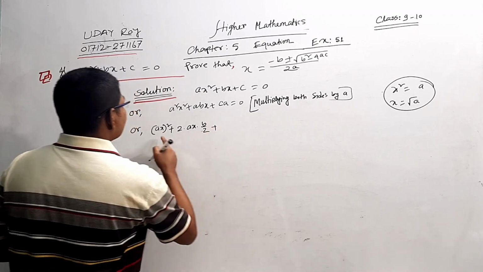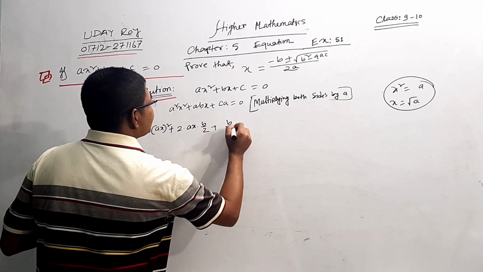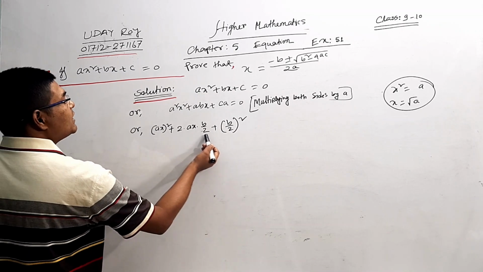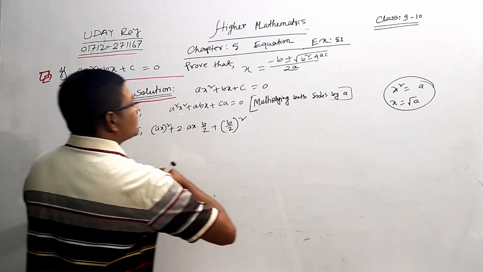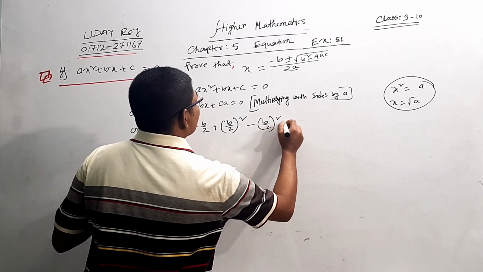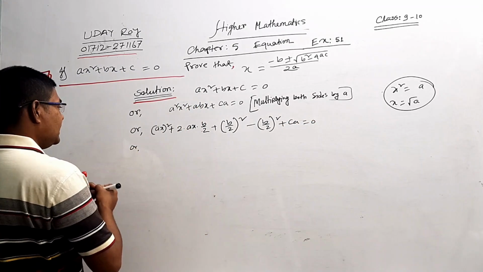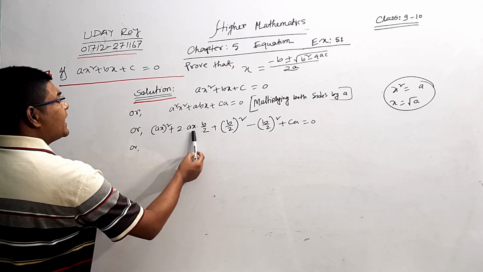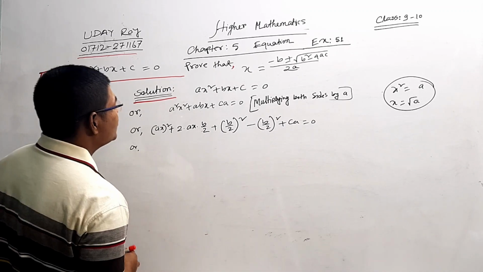So we can write a square plus twice ab, this is b, so we will get b square. So we have got a square plus twice ab plus b square. But this b by 2 is not visible here. For this, minus b by 2 whole square plus ca equal to 0. You can see ax square plus 2 into ax into b by 2 plus b by 2 whole square minus b by 2 whole square plus ca equal to 0.